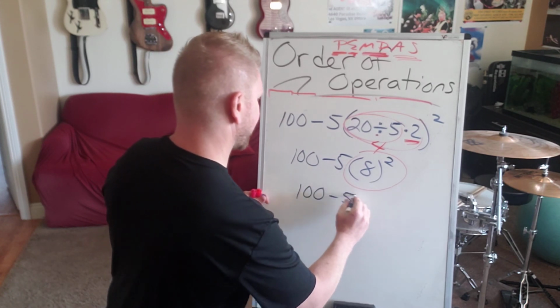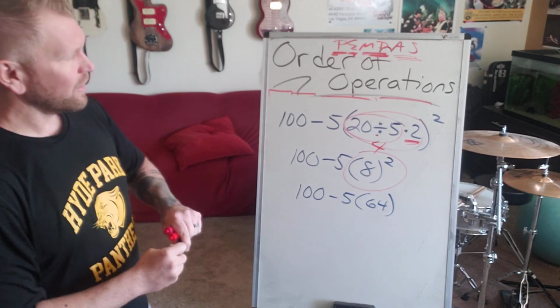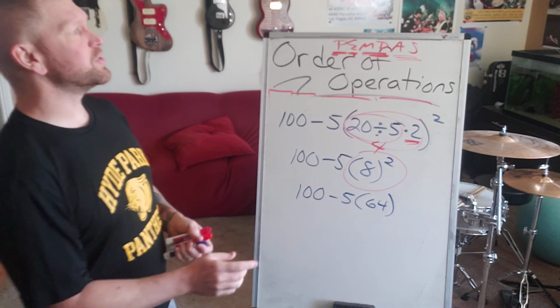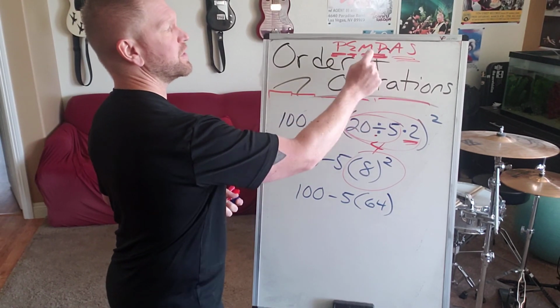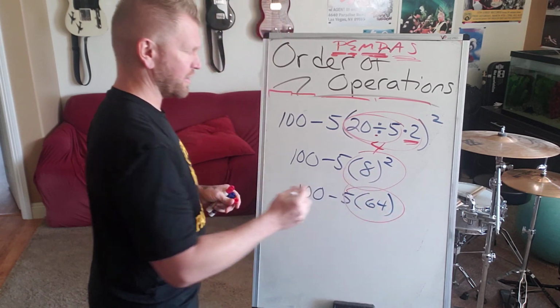100 minus 5 times 64. All right, so now what do we do? Do we subtract? No, because we subtract last. First we have to do any multiplying or dividing. And sure enough, there's multiplying right there.